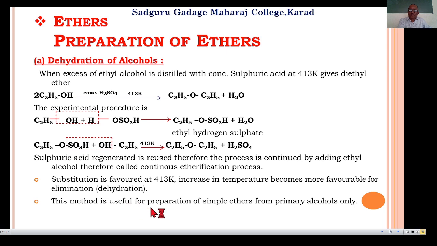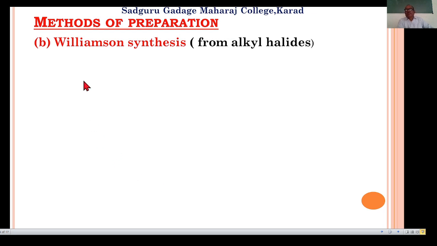This method is useful for preparation of simple ethers. Simple ethers means both alkyl groups attached to oxygen are the same. These are also called symmetrical ethers, made from primary alcohols. Then the second method for preparation of ether is Williamson synthesis. In Williamson synthesis, alkyl halide reacts with sodium alkoxide.